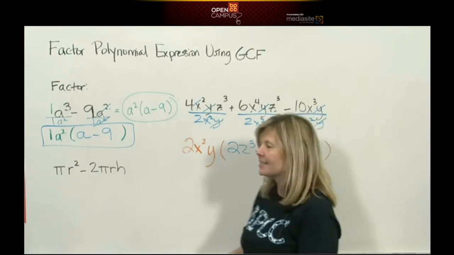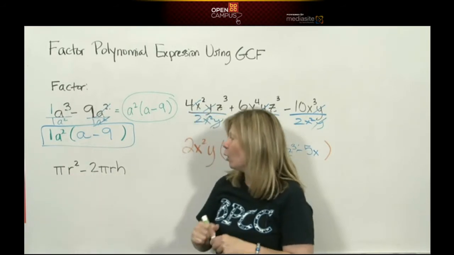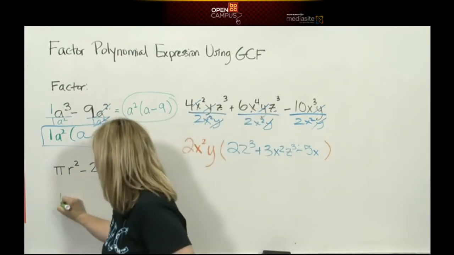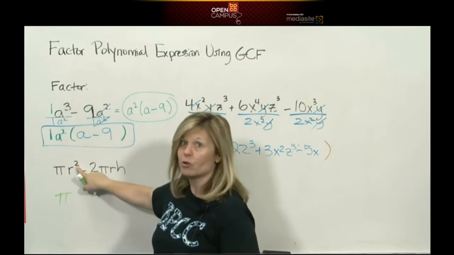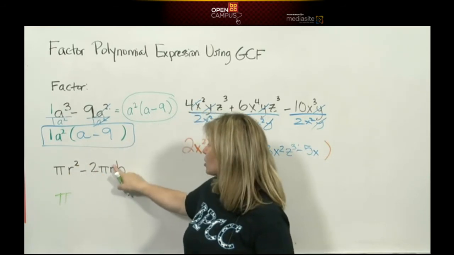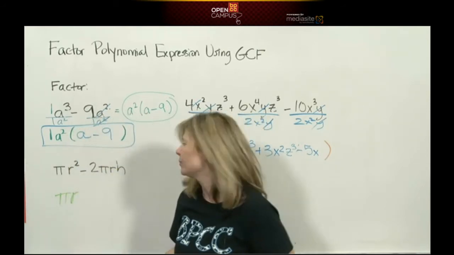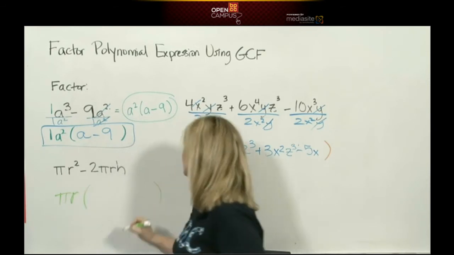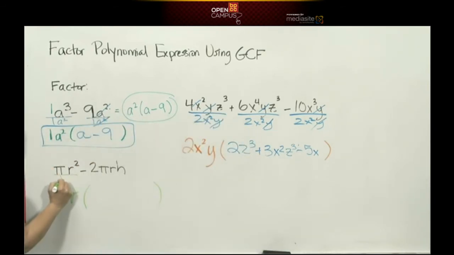GCF is telling me to find what these terms have in common. Well, they each have the pi symbol in common. This expression has r squared, 2 r's. This expression has r, 1 r, so the GCF would be the 1 r, the least. Then we'll say what's left. I like to figure out what's left by doing the actual division.